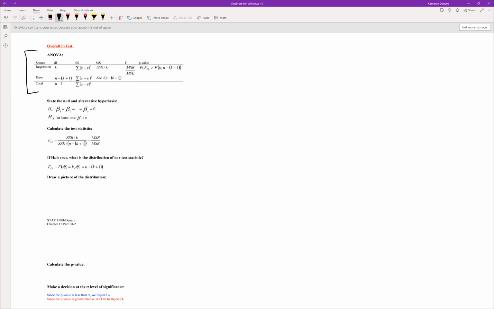We have K predictors in our model, so we have K plus 1 parameters in our model. So the degrees of freedom due to regression should be K plus 1 minus 1, which is equal to K. The total degrees of freedom should equal your sample size minus 1.